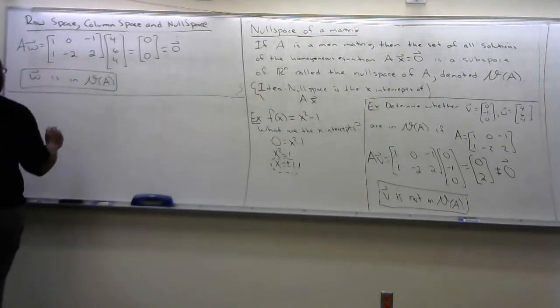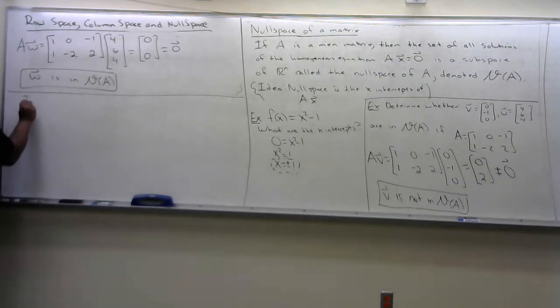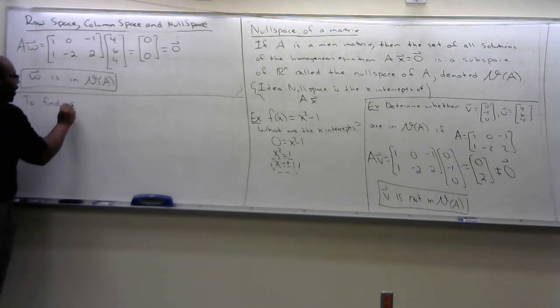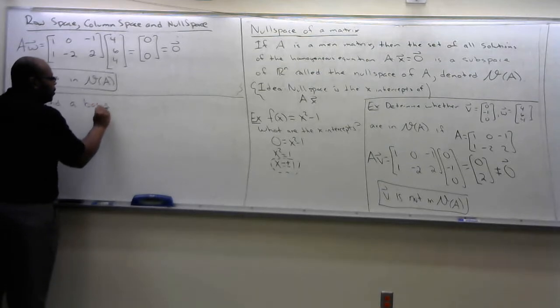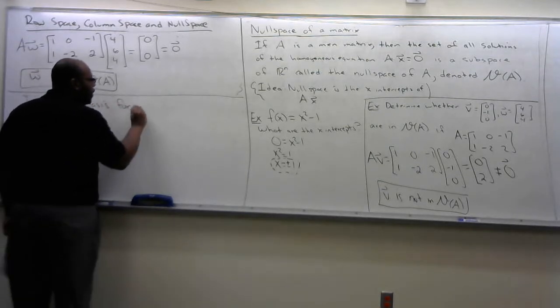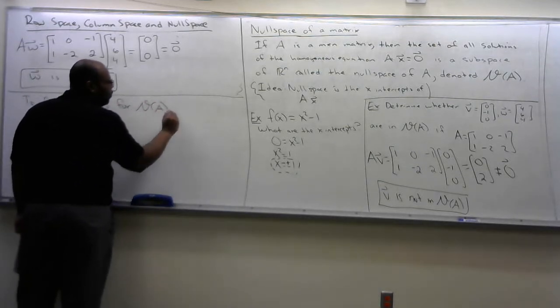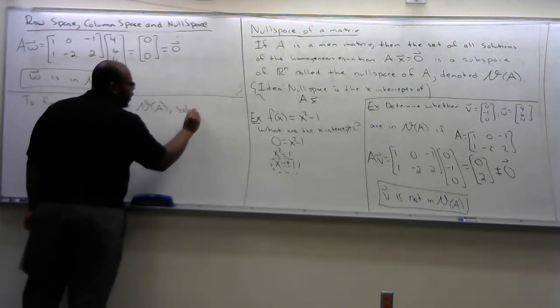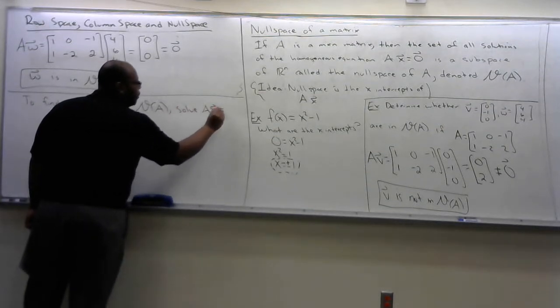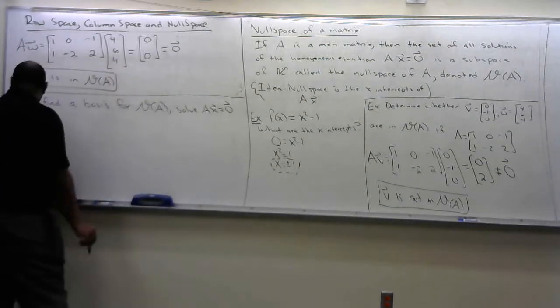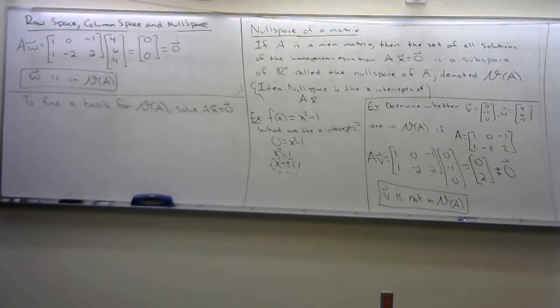So to find a basis for the null space of A, solve AX equal to the 0 vector. That's all we need to do. Solve AX equal to the 0 vector, of course, for the value of x.